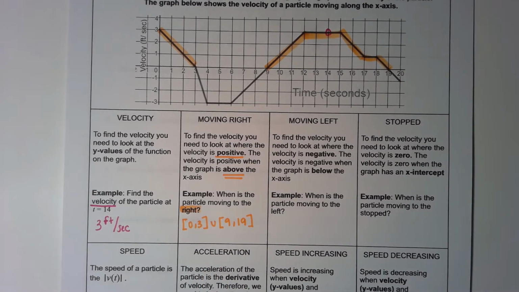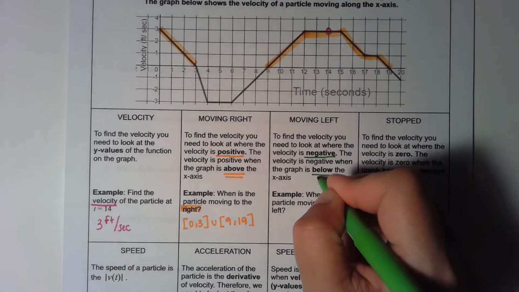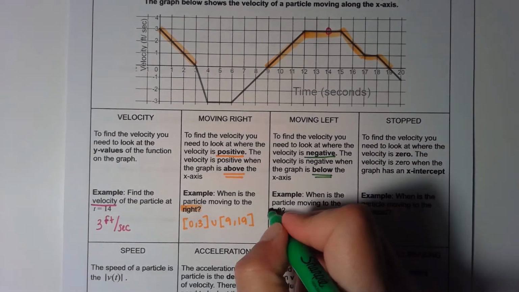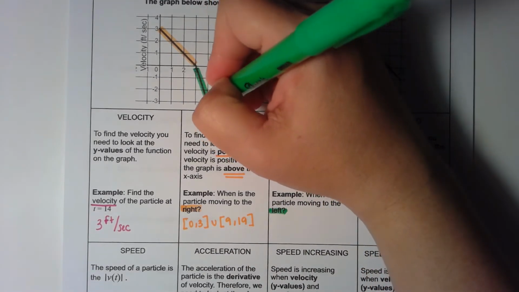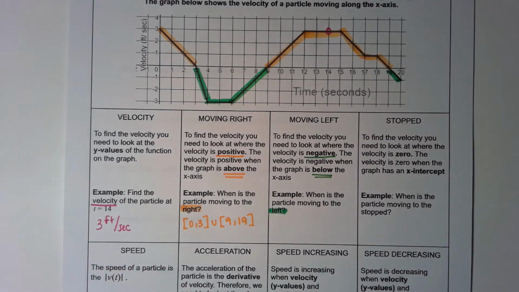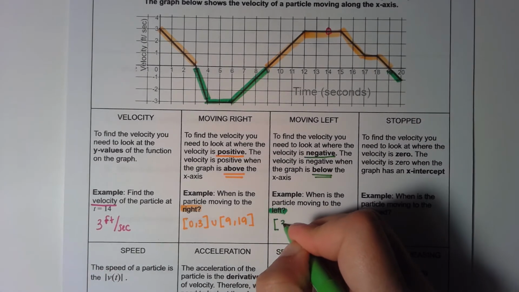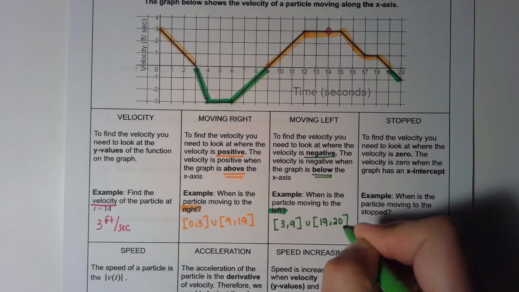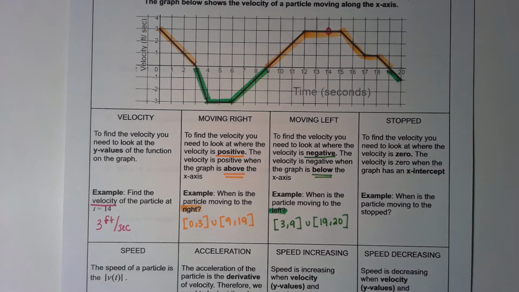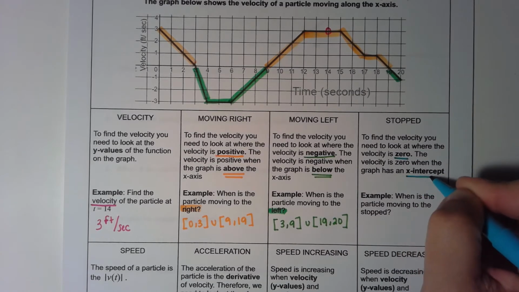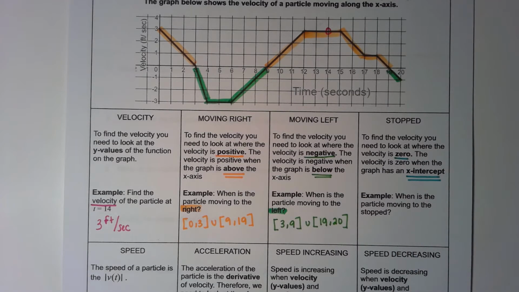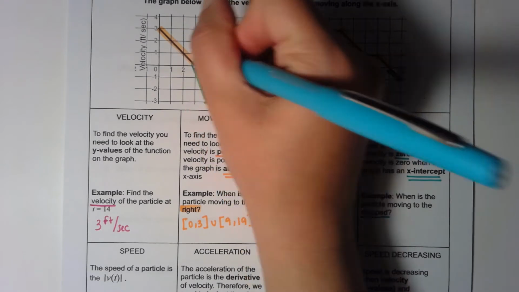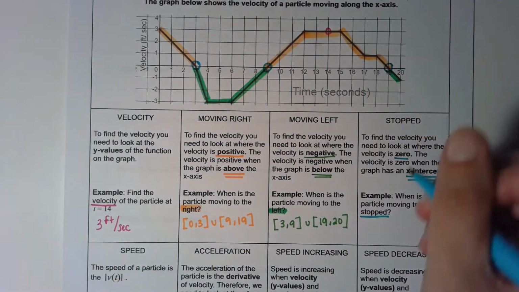If we want to know when our object is moving to the left, we're going to be looking for where the velocity is negative, which is going to be where this graph is below the x-axis. So the object is going to be moving left in all of these sections of the graph here, where we're below the x-axis. So my answer would be from 3 to 9, and then also from 19 to 20. If we want to know when our object is stopped, we want to know when the velocity is 0. So these are going to be the x-intercepts of this graph. So when is the object stopped? I would say it's going to be stopped at exactly 3, exactly 9, and exactly 19.